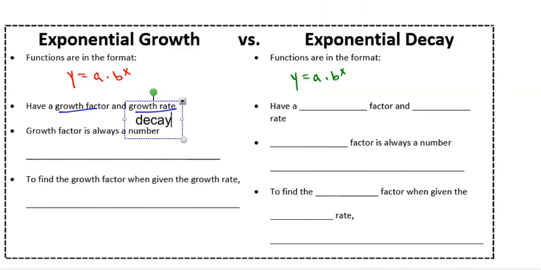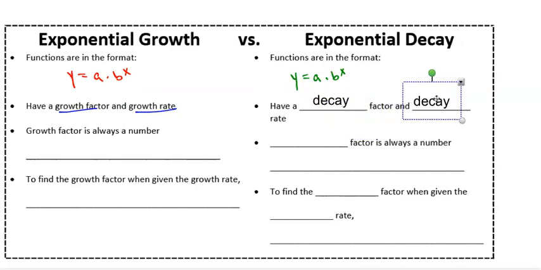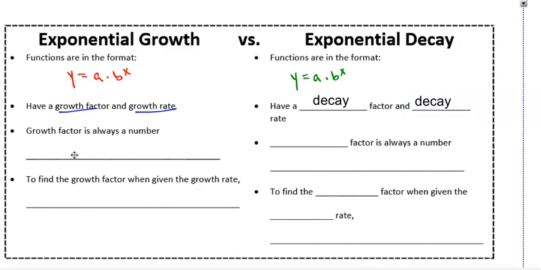A decay factor and a decay rate. Okay, so we have a growth factor and growth rate in exponential growth. We have a decay factor and a decay rate in exponential decay. Okay, cool. The growth factor is always a number greater than 1.